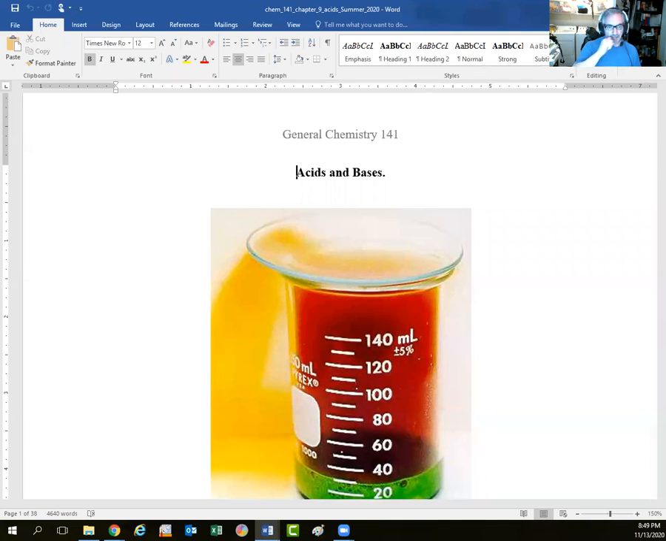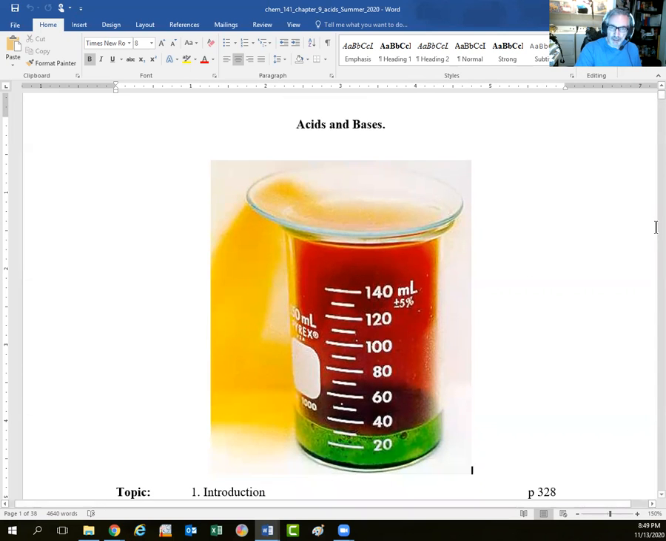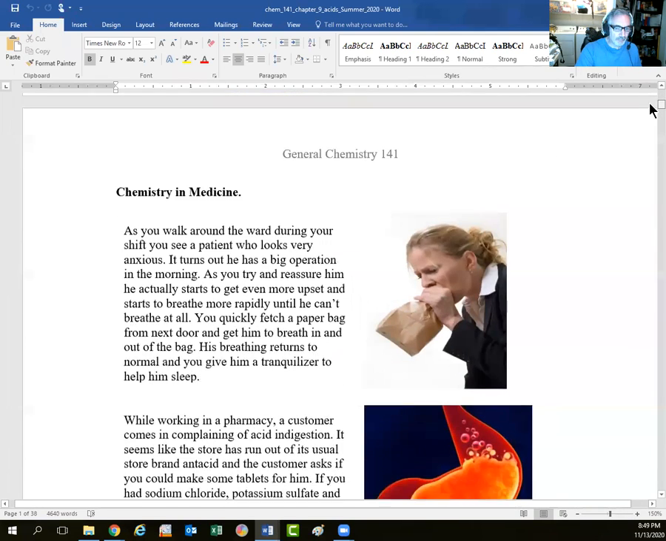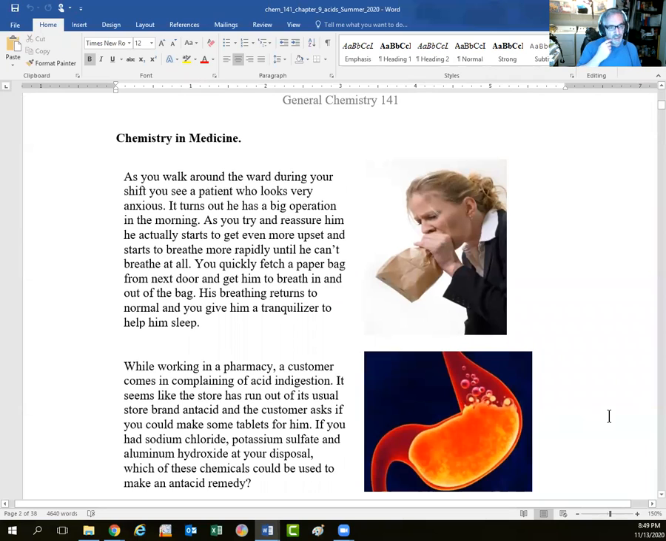Hey guys, so let's start to look at chapter 9 chemistry, the penultimate chapter and one of the toughest. It's acid-base chemistry. So again, let's look at our scenarios to whet our appetite for the acid-base chemistry.